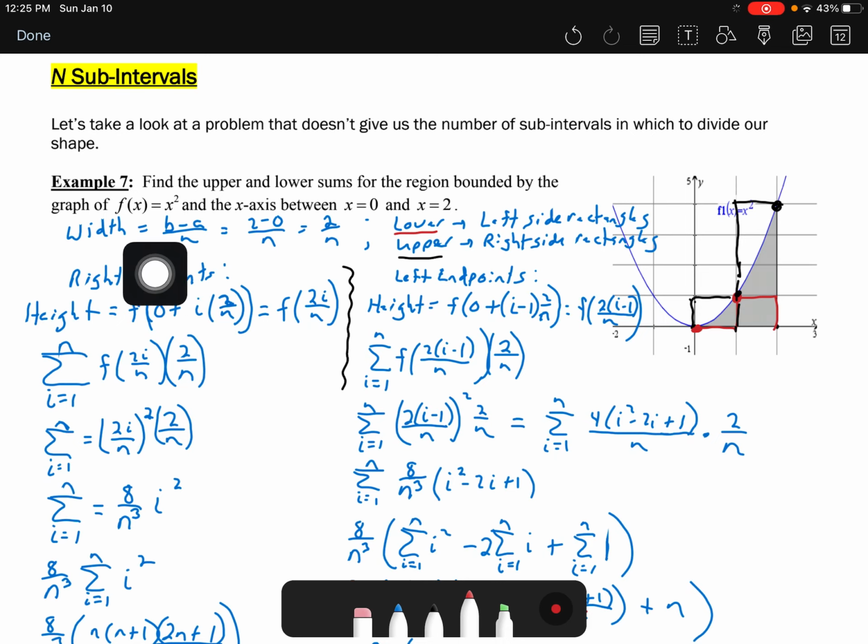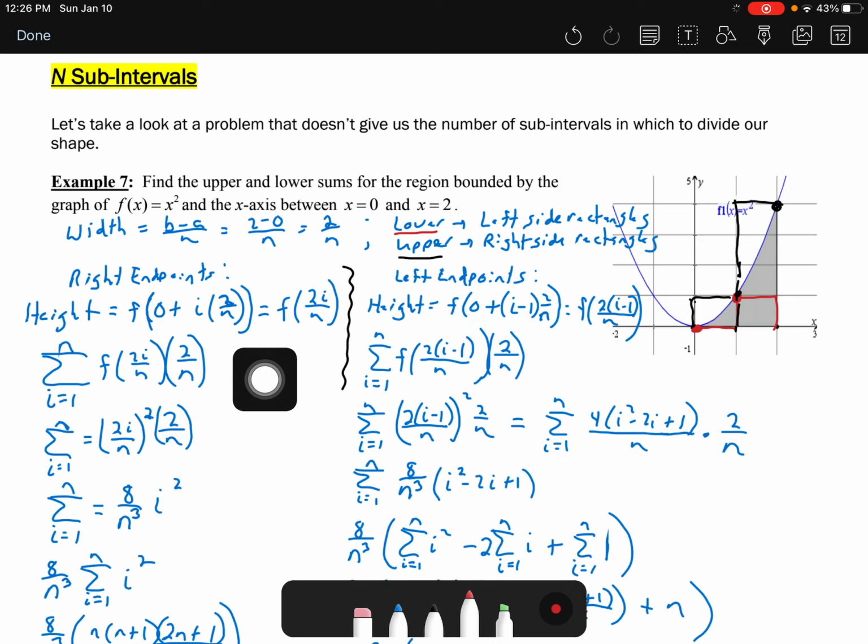So when we represent the width, it's going to be b minus a over n. And now we do know b and a, so it's 2 minus 0. So that just simplifies to 2 over n. So, when we add up the areas of these rectangles, the width of all of them will be 2 over n, whatever n happens to be.